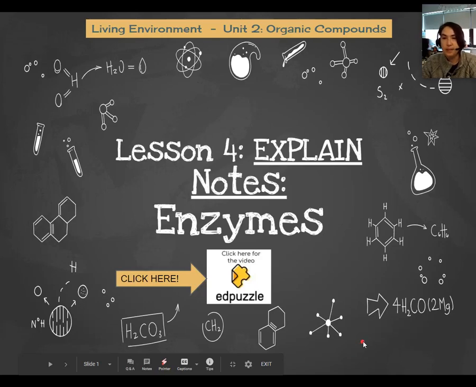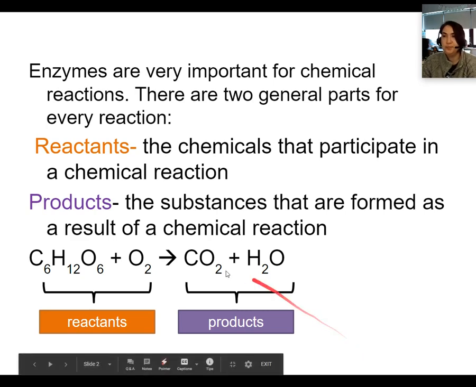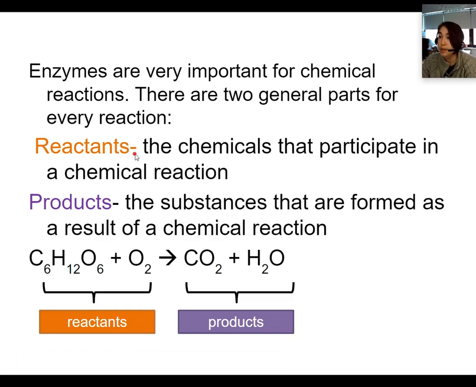All right, this is Notes on Enzymes. Enzymes are very important for chemical reactions. There are two general parts of every chemical reaction. We have our reactants, and those are the chemicals that participate in the reaction. Think of them as our ingredients. And then we have the products, the substances that are formed as a result of the chemical reaction.